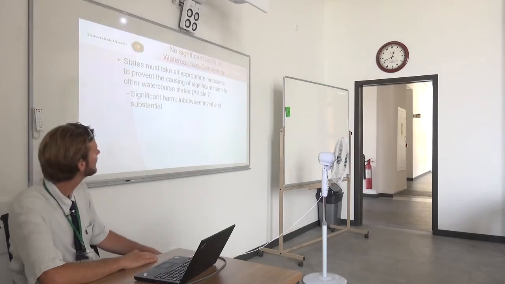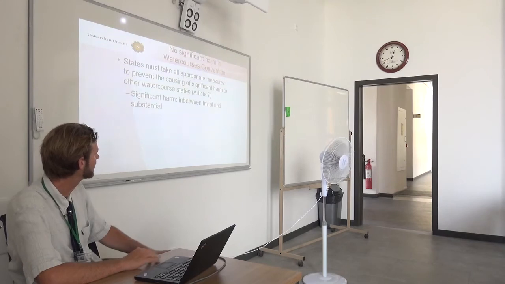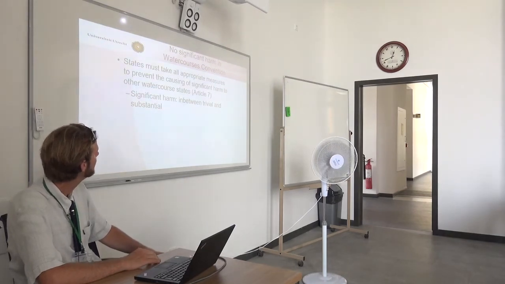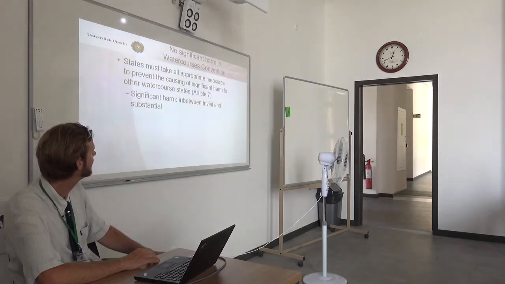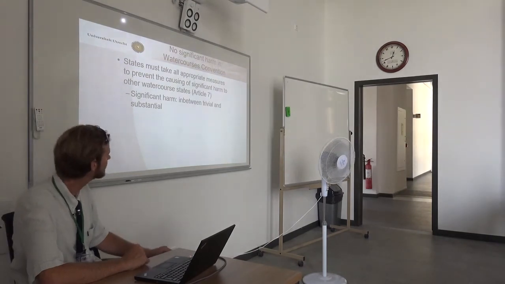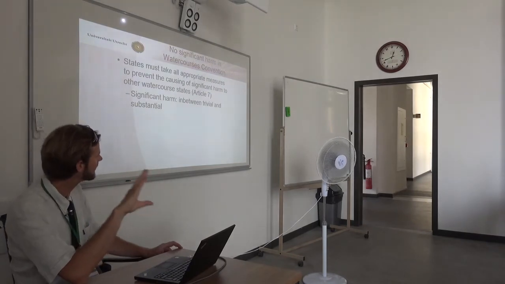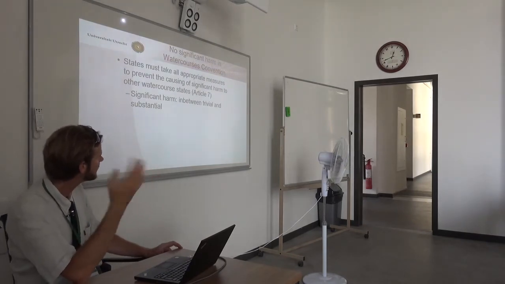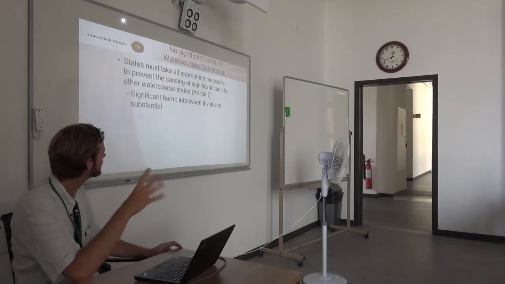So how does the no harm principle figure in the Water Convention? Well, you find it in Article 7, which basically reads that states must take all appropriate measures to prevent causing of significant harm to other watercourse states. Significant harm is, according to the ILC's commentary to this article, harm that is in between trivial and substantial harm.